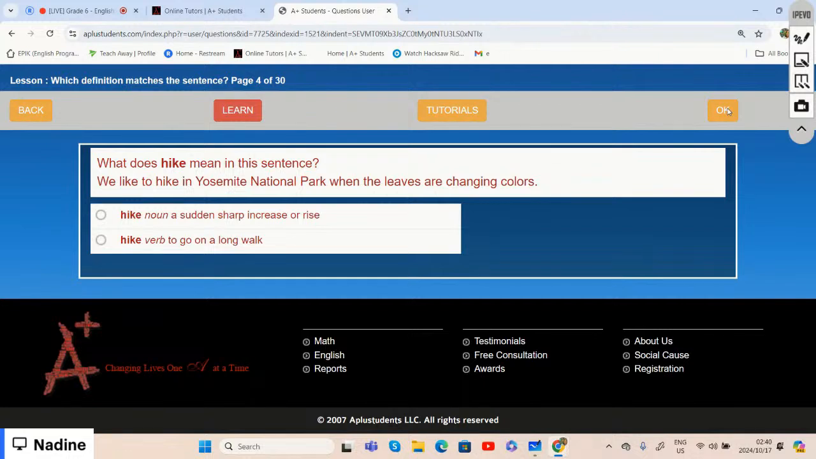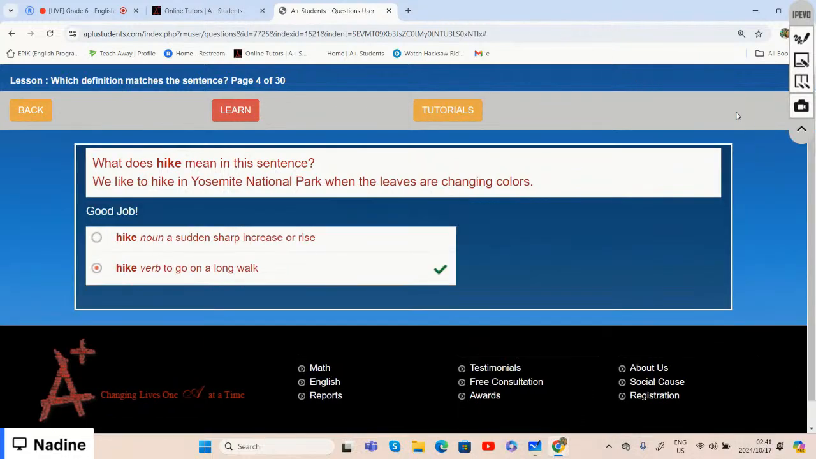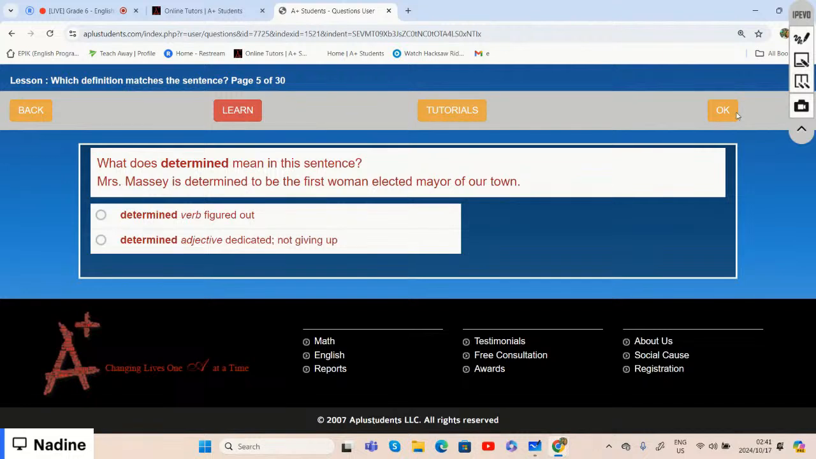All right. And if we were to choose the correct option, to go on a long hike, because we are hiking in the national park, and that is to go on a very long walk, which is option two. Yes, well done. That is correct. Hike is correct.